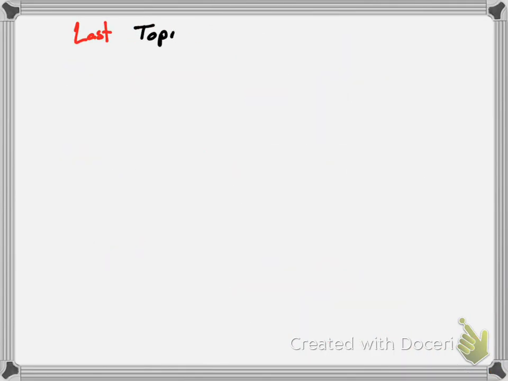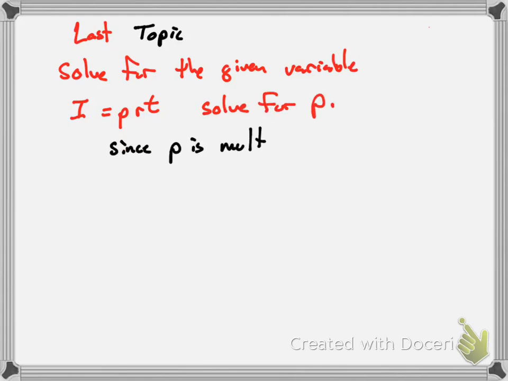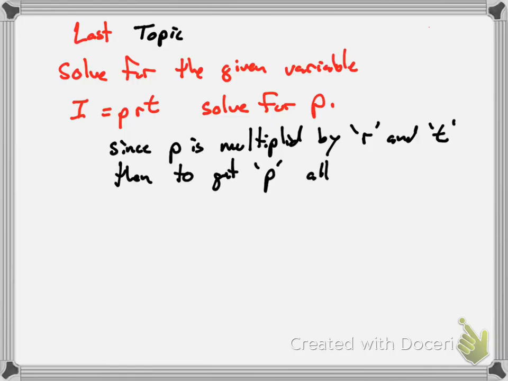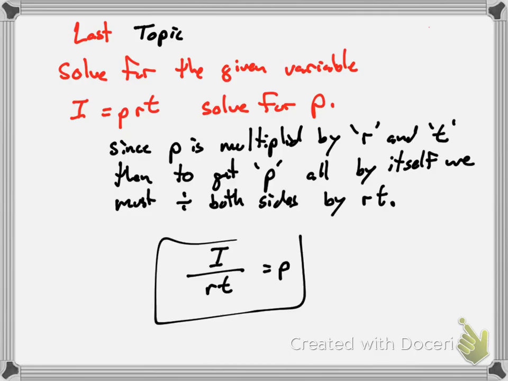So last topic here, solving for a given variable. So if we have an equation, I equal p times r times t, solving that for the variable p, since p is both multiplied by r and t, and we need to get p all by itself, we can simply divide both sides by r and t. So I divided by rt equals p. Kind of basic, not too bad. Undo what's being done to the variable that you need to solve for.